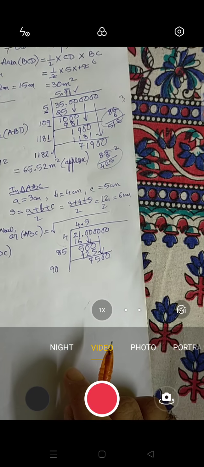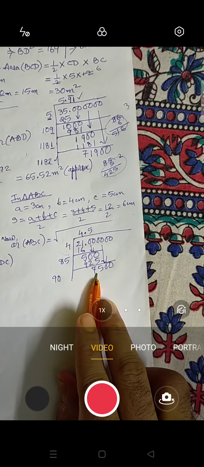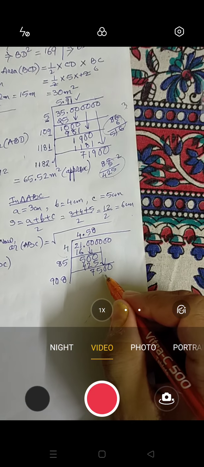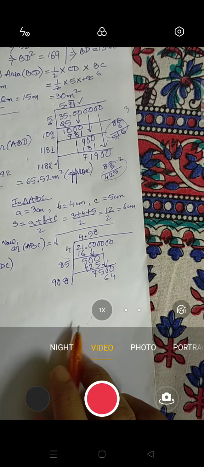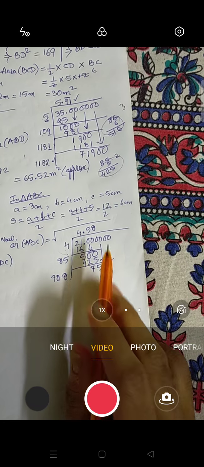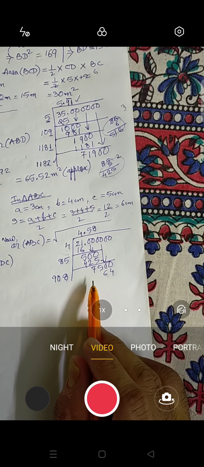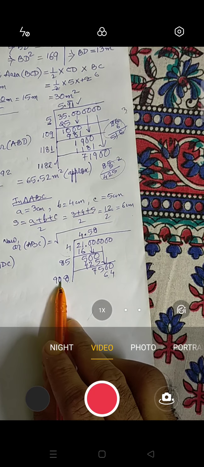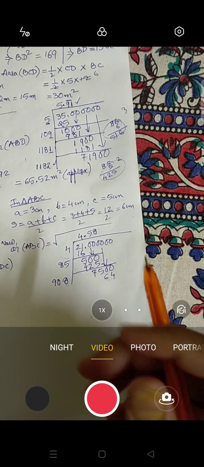Now what number shall we take? So I'll be taking 8s. 9 8s are 72. 8 8s are 64. If we take 9, then it will be okay. 8 8s are 64. You can take it here.